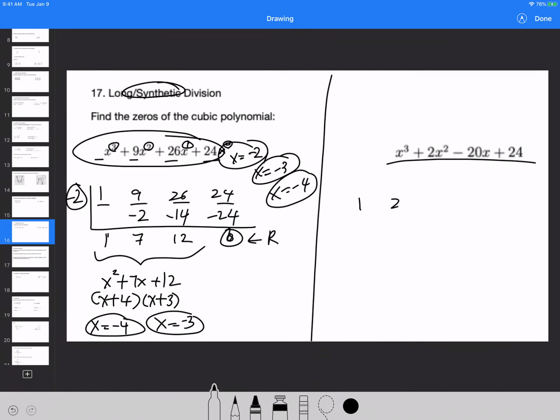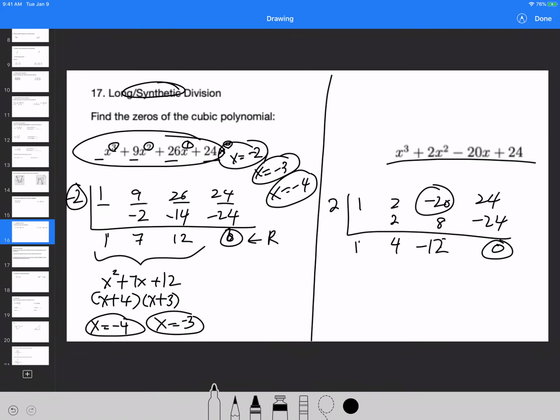Next, I'm going to be doing the same thing. And since this one has a negative number, I'm just going to plug in +1 and see what's going to happen. Okay, well that doesn't work out. It's not going to give me a 0. So let's try, I don't know, +2. Okay, so I got +2 to be one of my zeros.